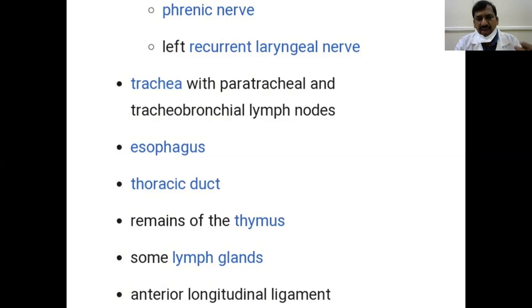Next, the trachea with the paratracheal and tracheobronchial groups of lymph nodes. This is clinically very important. The trachea is also called the windpipe, and the esophagus is the food pipe. What is the length of the trachea? It is 10 to 11 centimeters. It starts at the level of C6, which is a common starting point for both the esophagus and the trachea. Anteriorly there is the trachea, and posteriorly there is the esophagus.